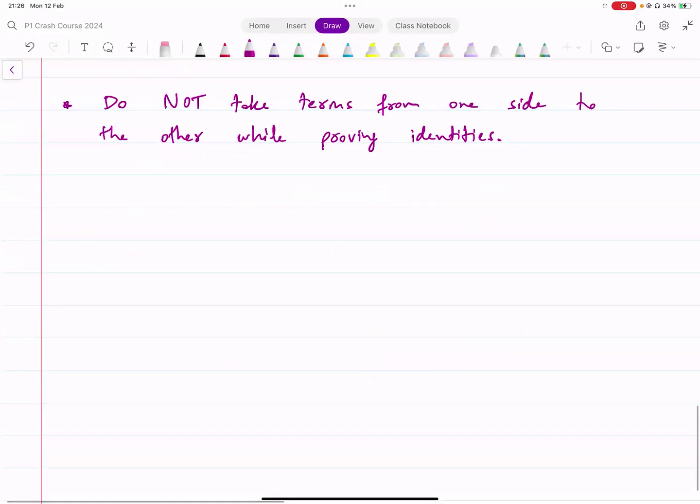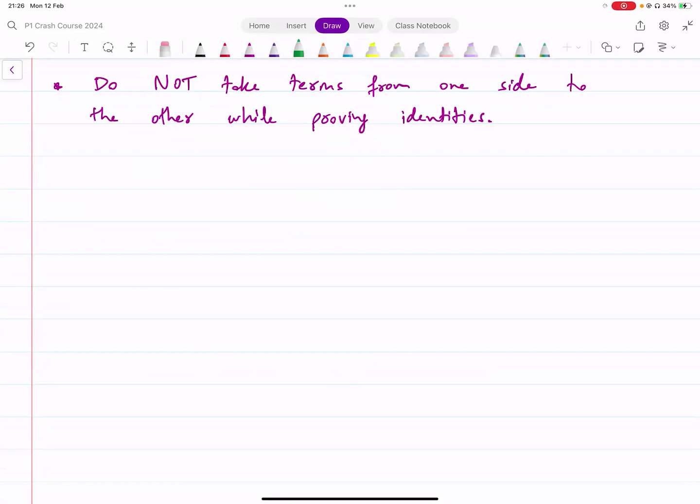For instance, if you had to prove this identity, then you can't say sine square theta is identical to 1 minus cos square theta. You do this and then simplify this and simplify this. That is not possible. You can't do this. When you are proving identities, while in the process of proving, you can't take this cos square to the other side or sine square to the other side. That is not allowed.